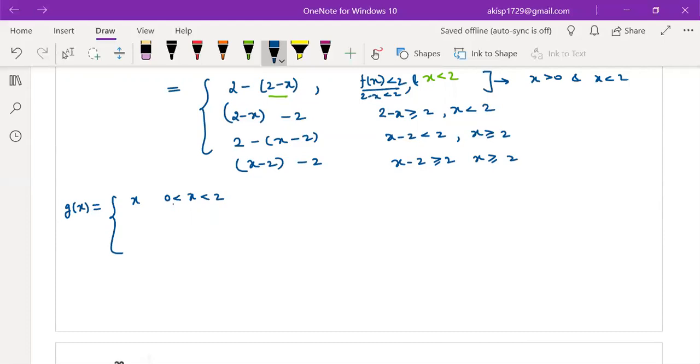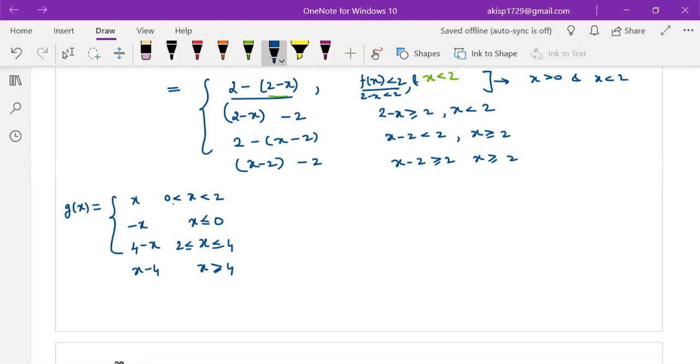So in this case, you can see that 2 minus (2 minus x) will cancel out and I'll get x. Similarly, the next case, I see it is just minus x, but this is the case when 2 minus x is greater than or equal to 2 and x is less than or equal to 2. So that is the same as x less than or equal to 0. Similarly, if you write down the other two cases, you will get x in between 2 and 4, and x minus 4 for x greater than or equal to 4. So that is our g(x).